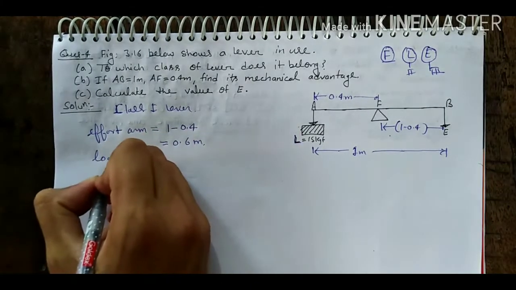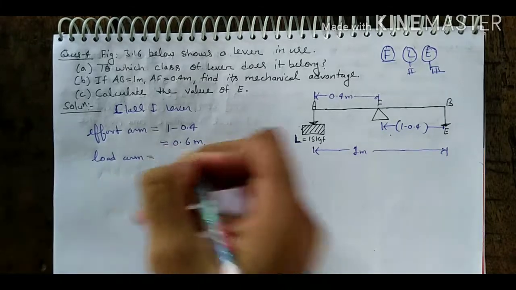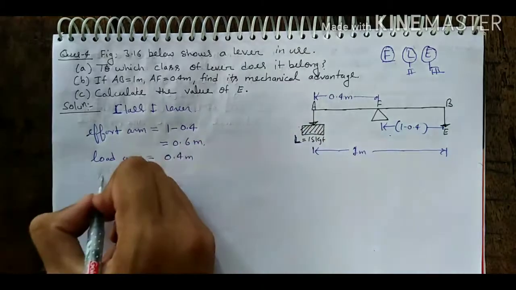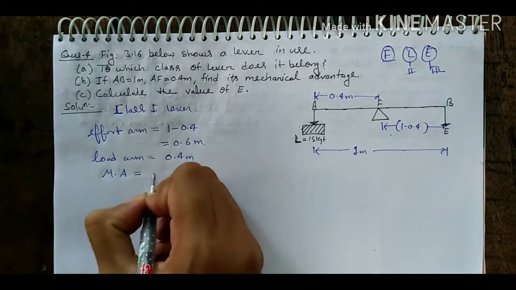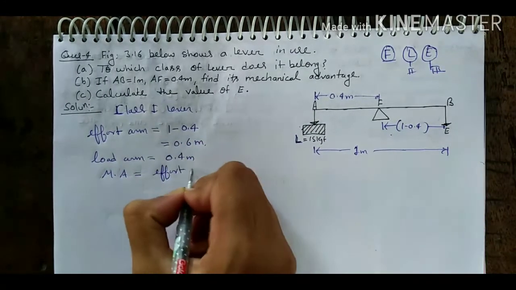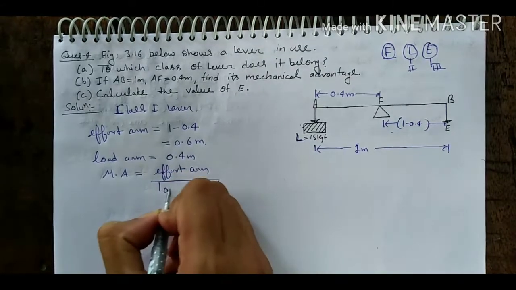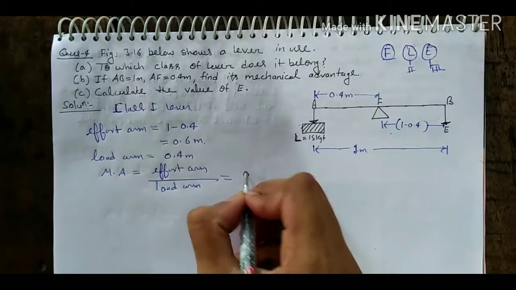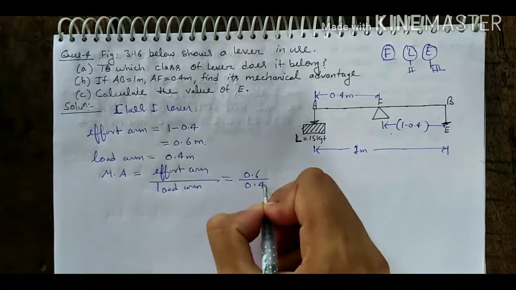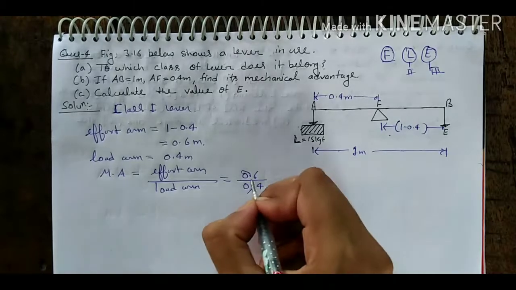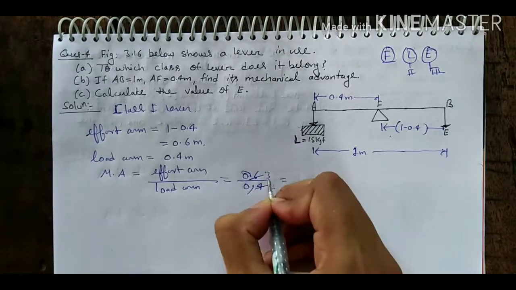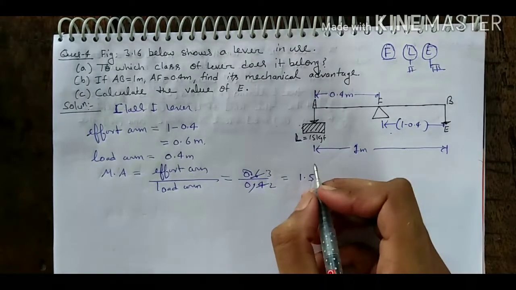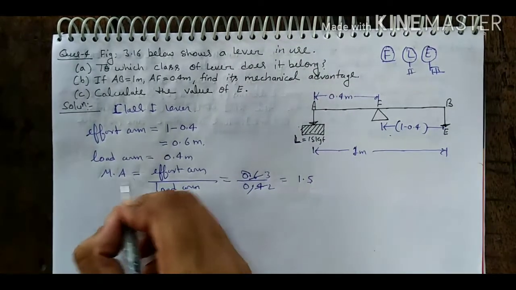And load arm will be given here 0.4 meter. Then mechanical advantage is asking. We know that mechanical advantage of this lever is effort arm upon load arm. Effort arm is given 0.6, load arm is 0.4. After solving, the decimal will cancel out. 2 3 is 6, 2 2 is 4, 3 by 2. It means 1.5. 1.5 will be the answer of mechanical advantage.